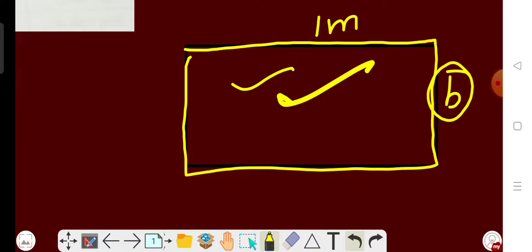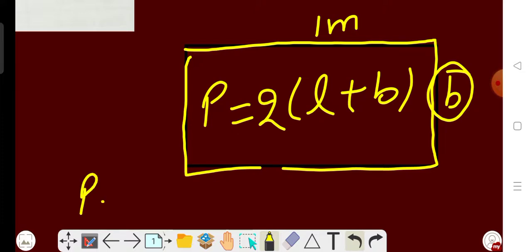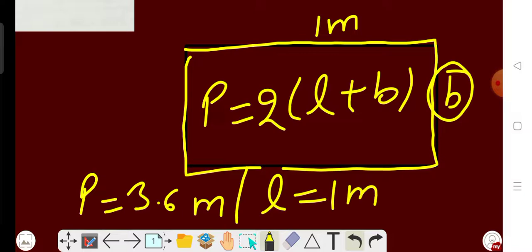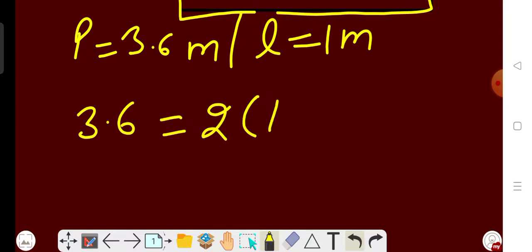So the perimeter formula for the rectangle is twice the sum of length and breadth. So put the values. Here perimeter is equal to 3.6 meter and length is equal to 1 meter, and by using this formula we have to calculate the breadth. So 3.6 is equal to twice of 1 plus breadth. Here 2 is in multiplication. If we take it from the right side of the equality to the left side of the equality, it will be in division.